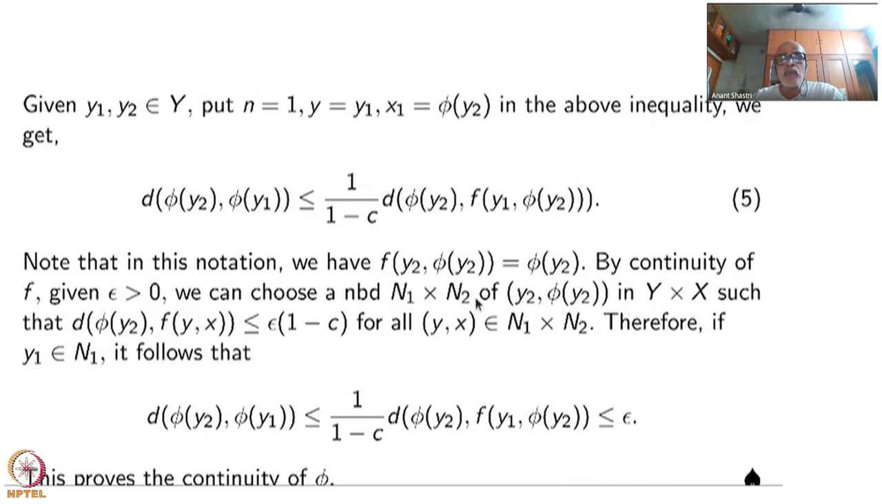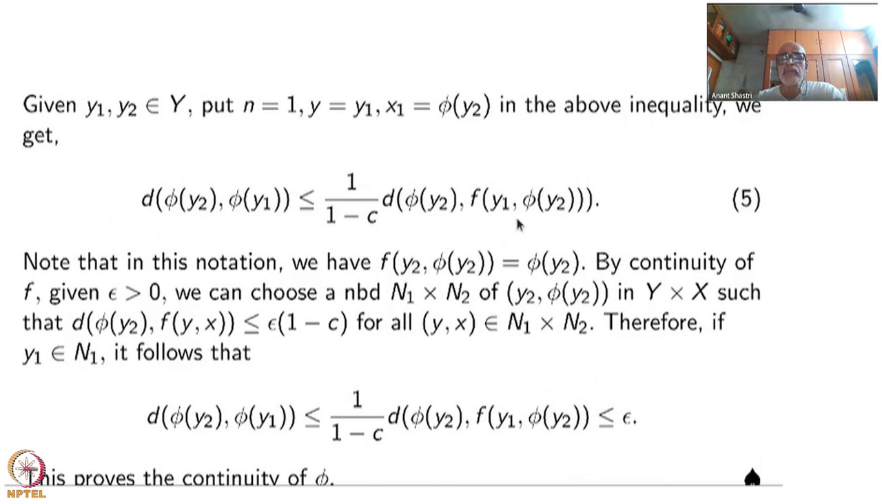This entire neighborhood, f of this, goes inside this epsilon neighborhood. So I am making epsilon into 1 minus c times that neighborhood instead of this. So you can choose epsilon prime here and then write epsilon prime is 1 minus c times epsilon, no problem. The distance between phi y2 and any f of (y, x), as soon as y and x are inside this neighborhood, is less than this one. So this is continuity of f.